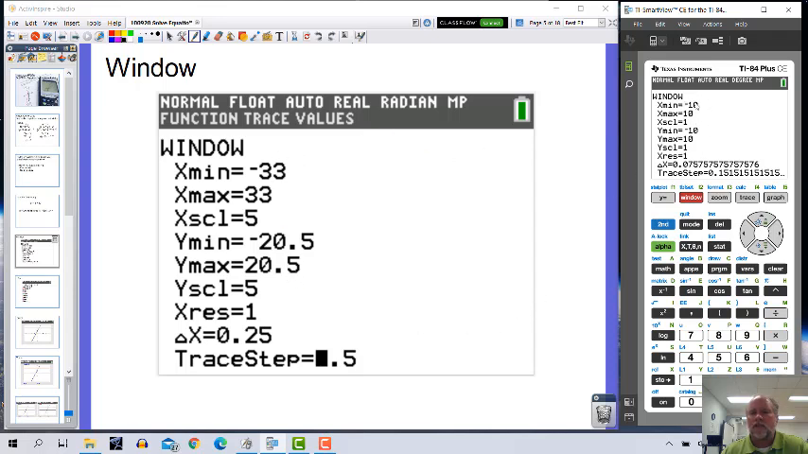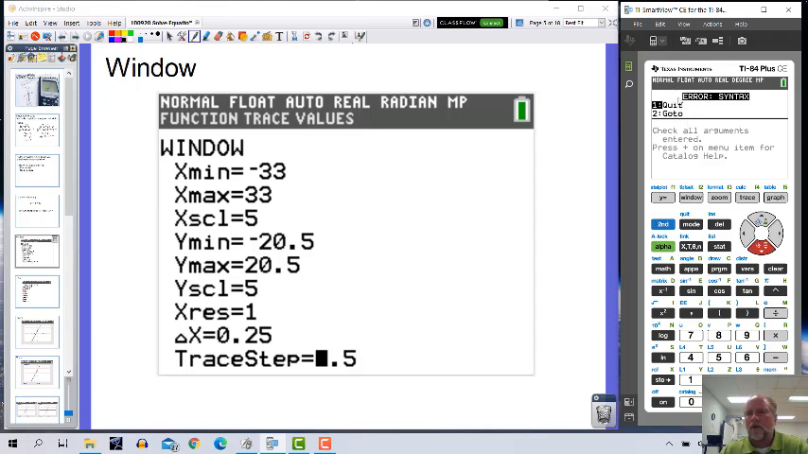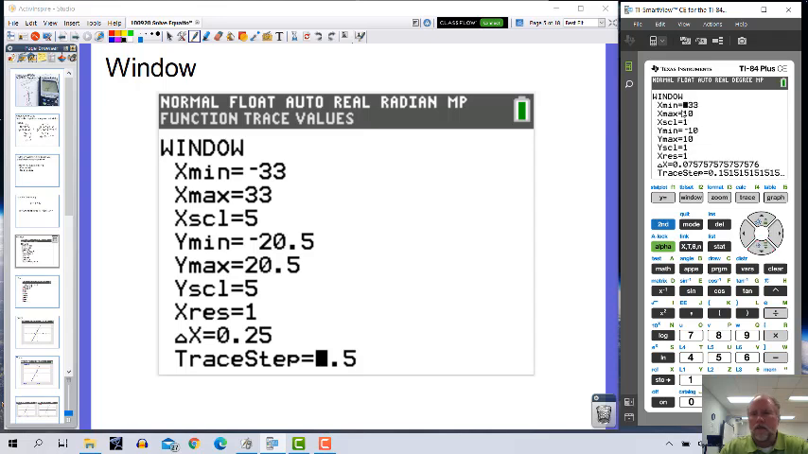All we're going to do is type in negative 33, and then press the down arrow key. I don't know why it did that. Let me try this again. It didn't like my minus, so I've got to actually press the negative key. So negative 33, and then enter, or hit the down arrow key.